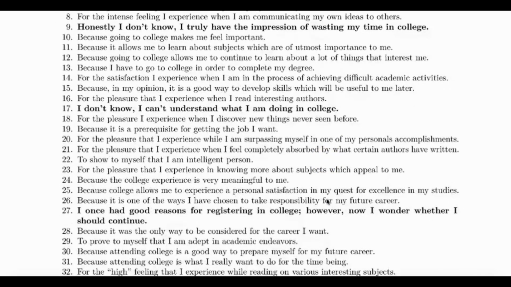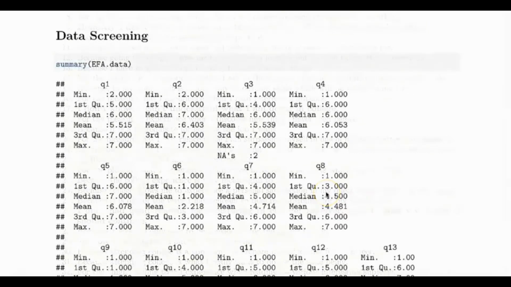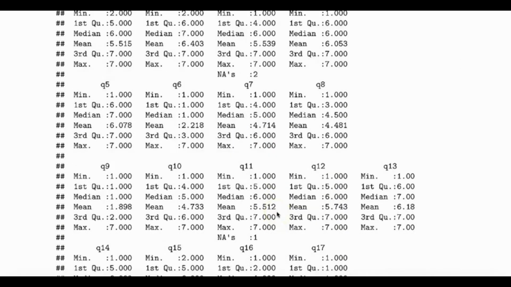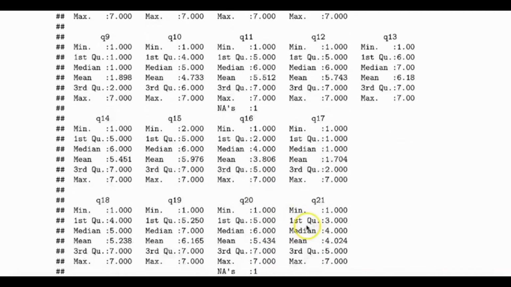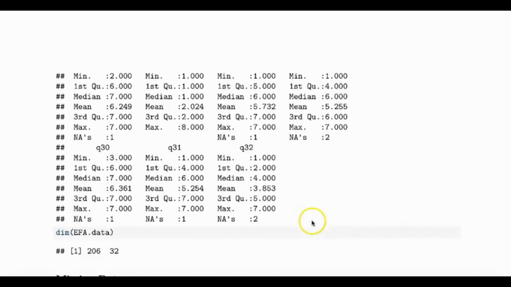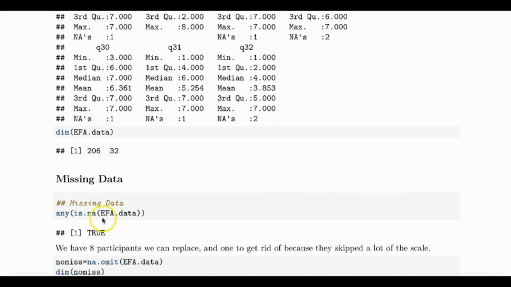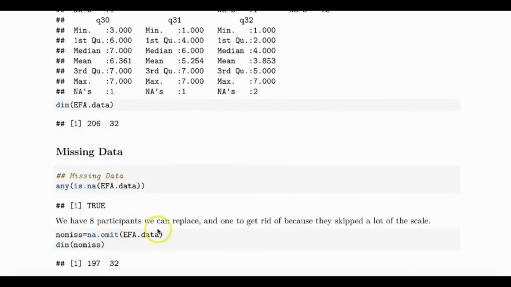I just want to point out when you can see items that need to be recoded in the correlation matrix and the commonalities. So data screening first, as usual. I use the summary function, and here I can see I have missing data for a couple of them. And I have exactly just the 32 questions. There's nothing else in this data file. So 206 participants, 32 questions. Did I check for missing data? True. I removed 8 participants because they skipped a lot of a scale.